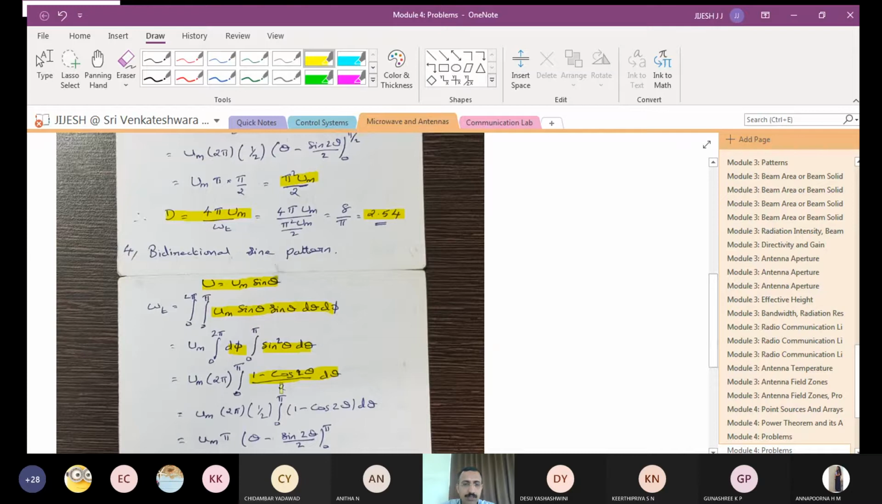So you have to take 1 by 2 outside, and you can do the integration of 1 minus cos 2 theta. So what is the answer you are going to get? You will get theta minus sine 2 theta by 2 to the limit 0 to pi. So have you all done that? Complete this problem, then we will do a few more problems and then proceed further.